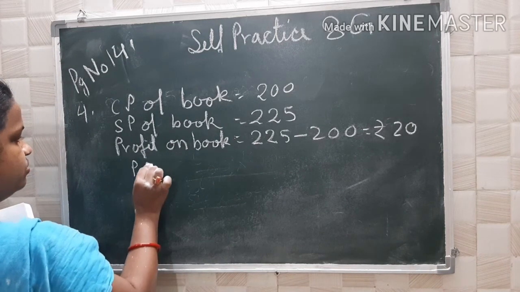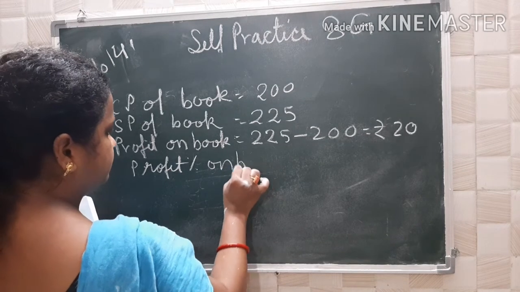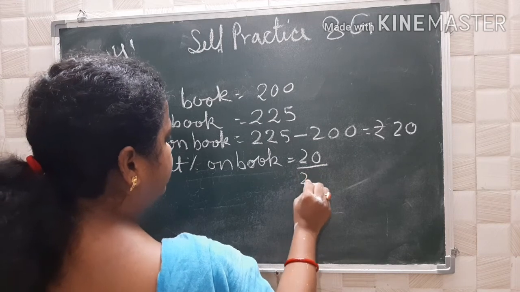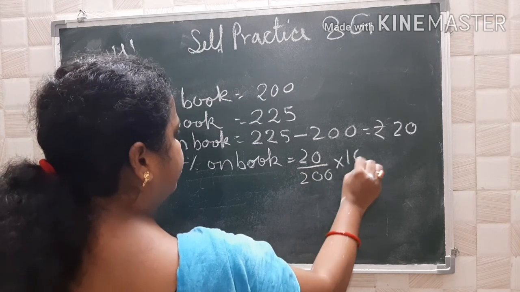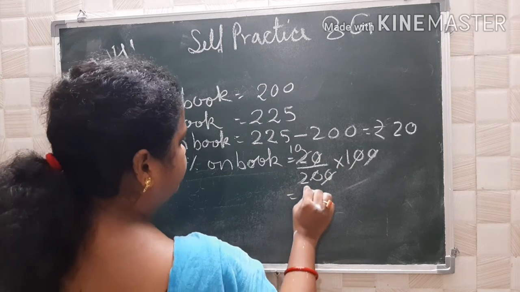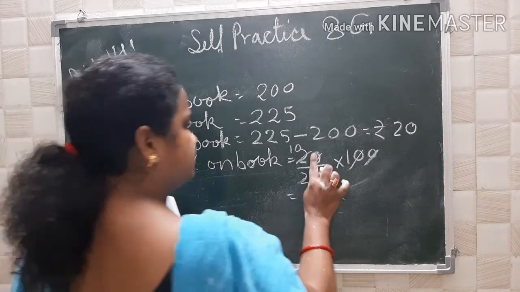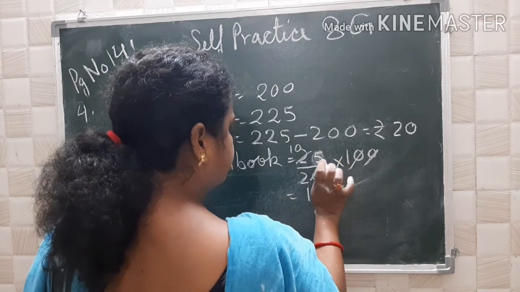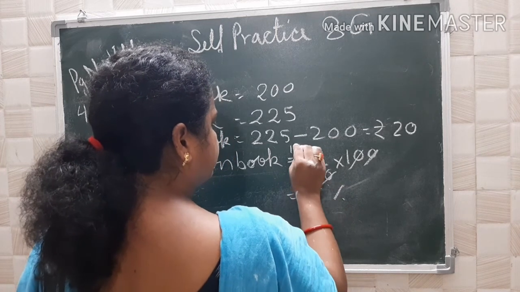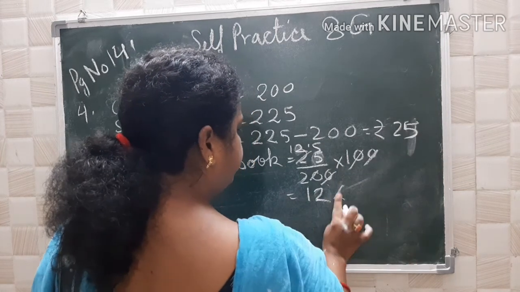Profit percent on the book is 20 upon 200 into 100. So now 2 tens. So how much profit is there? 10%. Sorry. 12.5%.